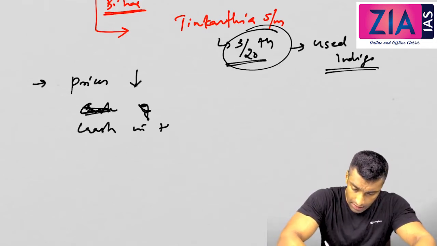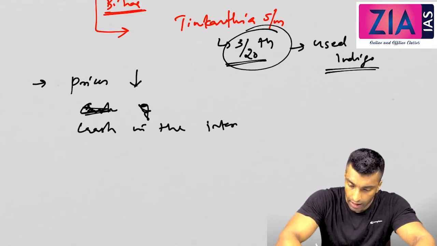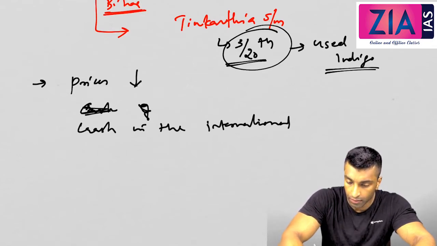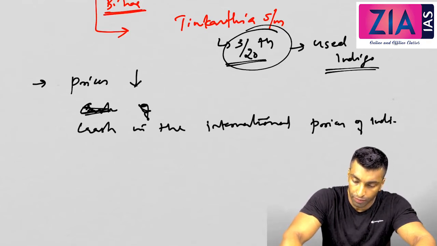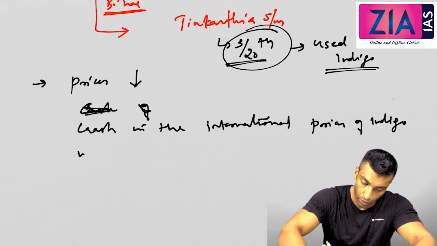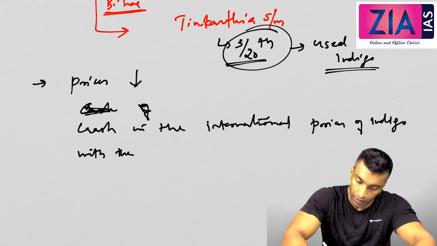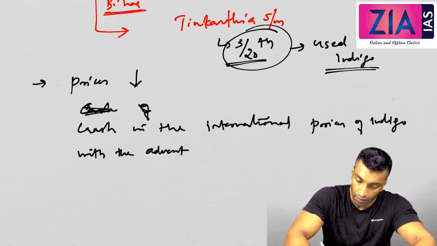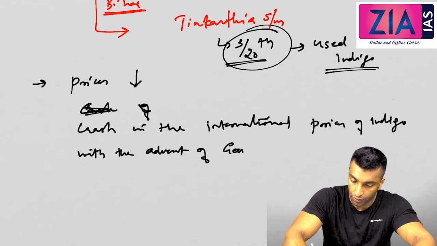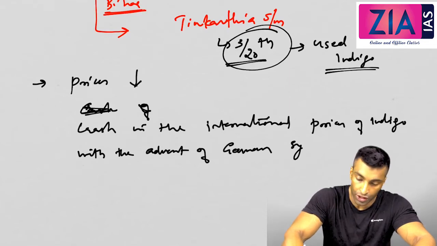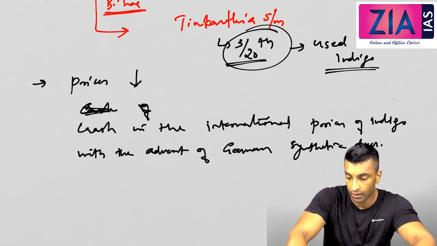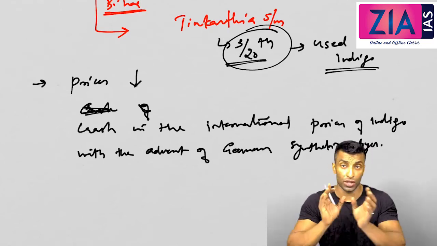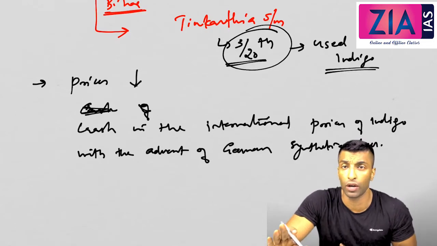The crash in the international prices of indigo with the advent of German synthetic dyes. Okay, so that is one of the most important reasons why the peasants are not keen on cultivating indigo.